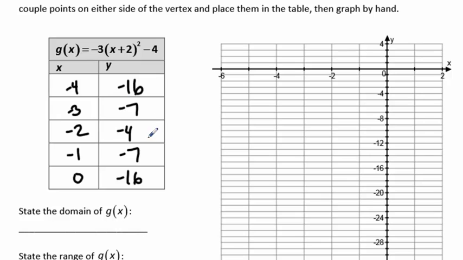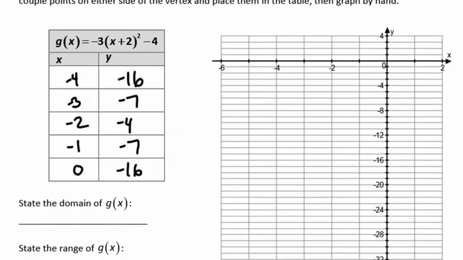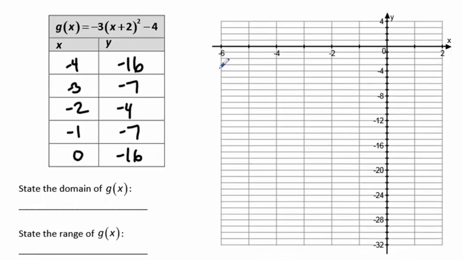Okay, so we know that if we have the vertex, it's nice to pick numbers on either side of it because there's some symmetry here in our ordered values. And it's going to make it so that I don't pick values that are way off the grid. All right, so let's graph these: (-4, -16), (-3, -7), (-2, -4), (-1, -7), and (0, -16).